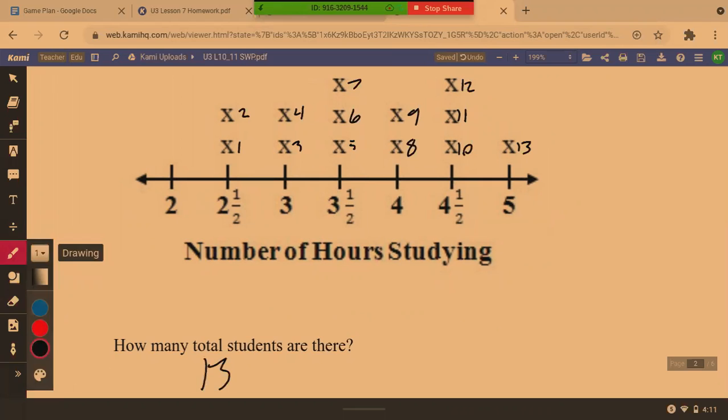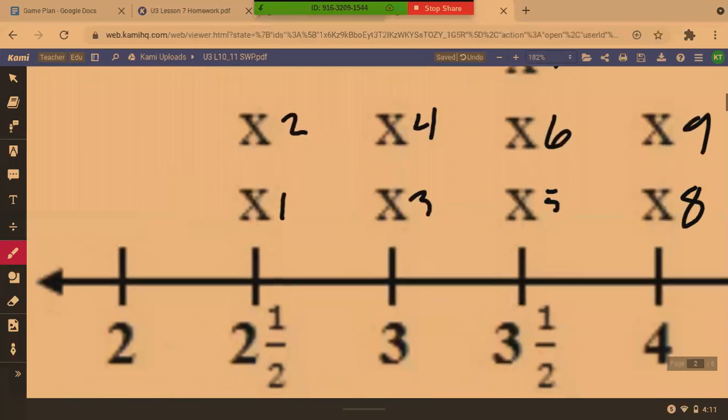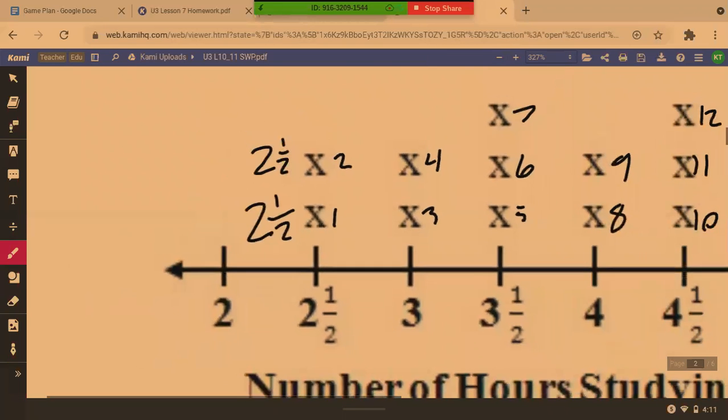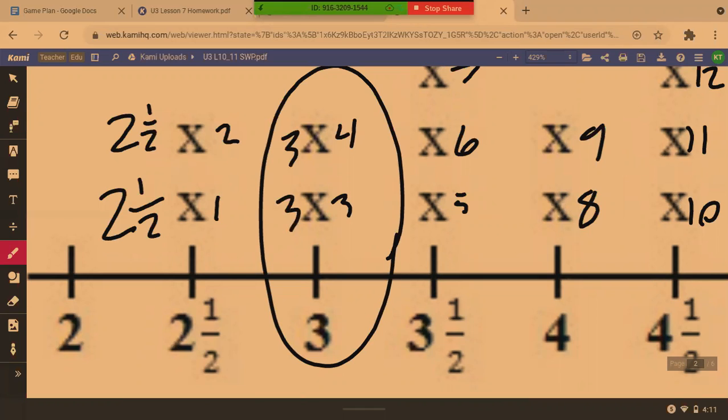I apologize. So anyway, there are 13 total students. So we can see here, if I dissect this line plot, I can see that there were 2 students who studied 2.5 hours each. So one student, 2.5, another scholar, 2.5. There were 2 students who did 3 hours in this column. So 3 hours, 3 hours. Okay. So that's how we read a line plot.